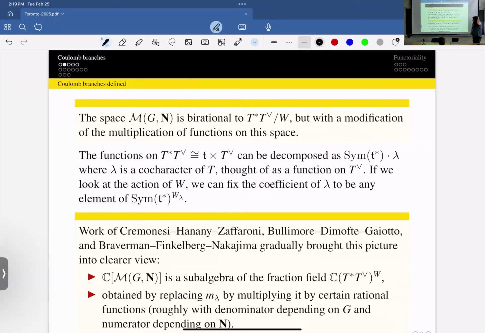But what this sort of classical thing ultimately tells us is that this space, well, the classical computation gives me, I take the torus of my group, I take its Langlands dual, I take the cotangent bundle of that, and I mod out by the action of the Weyl group. And you'll note here, there's no dependence on n. So that's obviously a really bad answer.